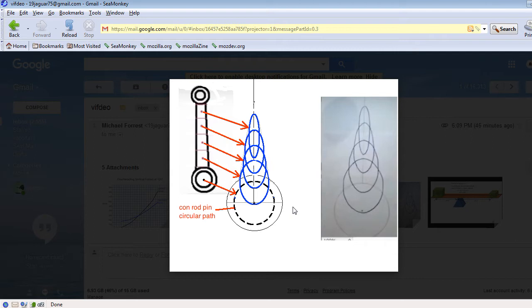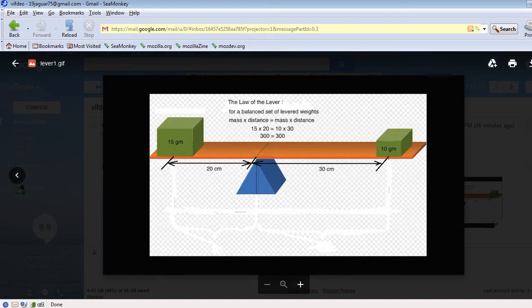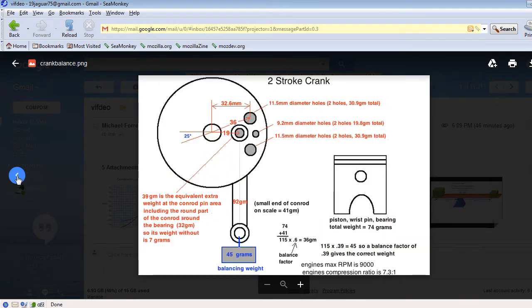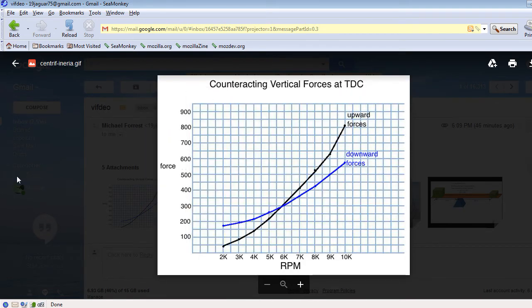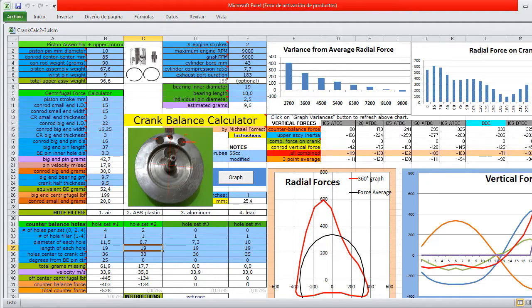This, to my knowledge, is the only program that uses this method to determine the contribution of the conrod to the reciprocating and the rotary forces. And this is my invention, and to my way of thinking, it's the only correct way to do it. So that's why I highly recommend using my spreadsheet, because of that way of calculating that it does.